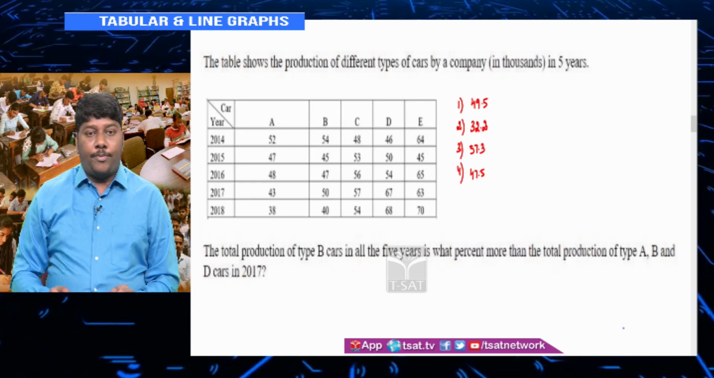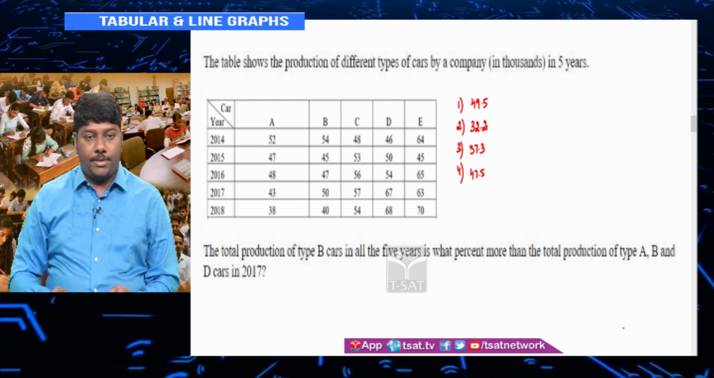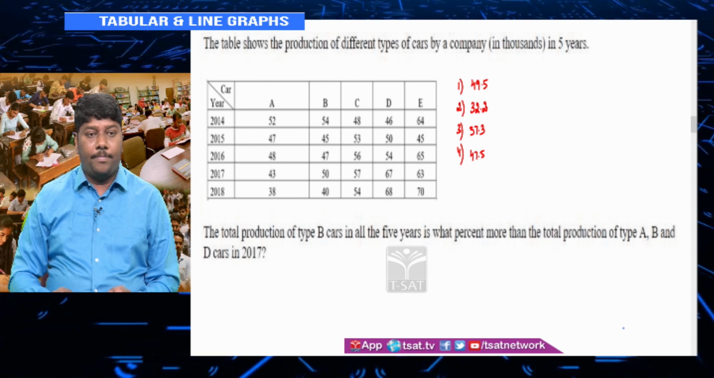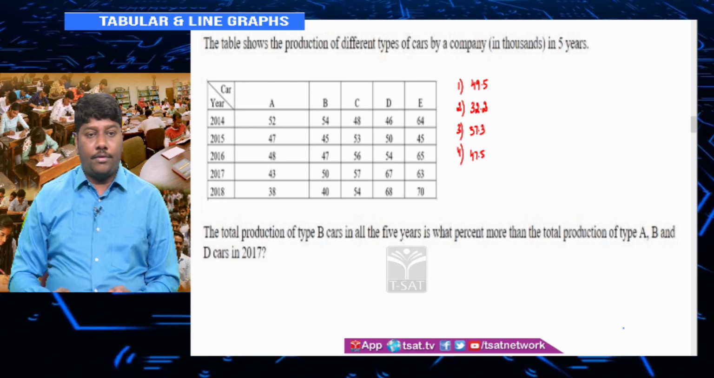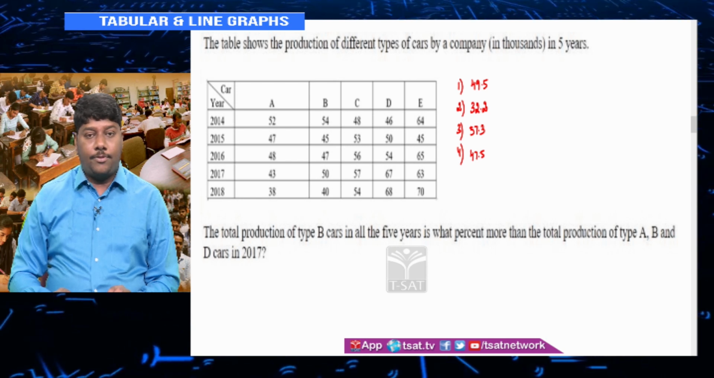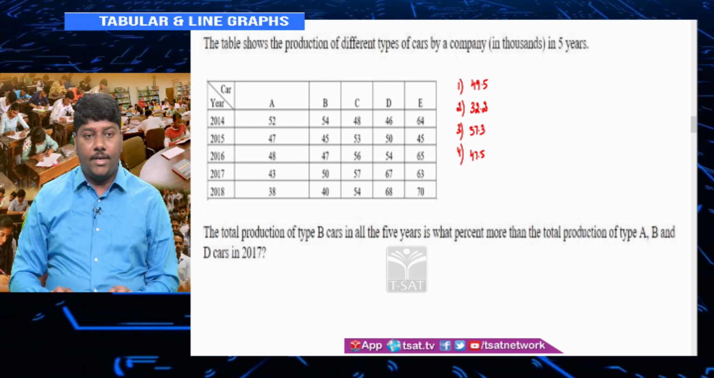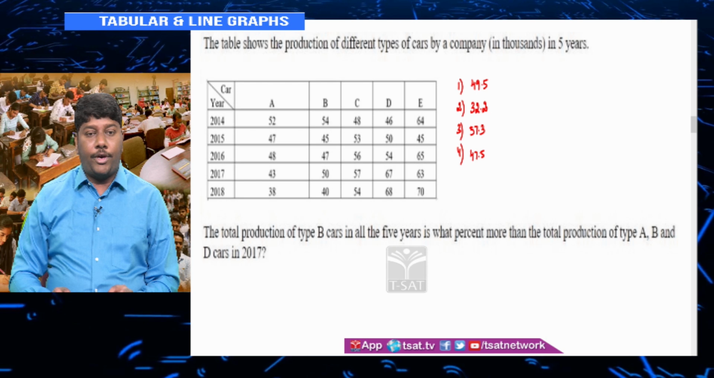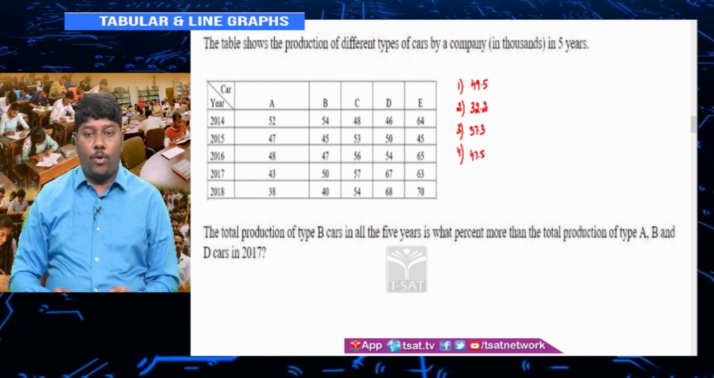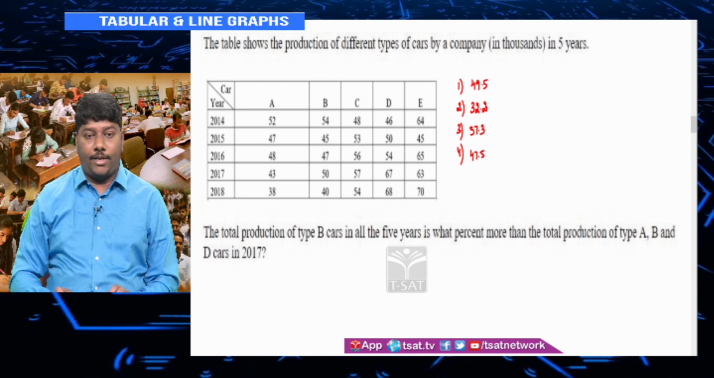The table shows the production of different types of cards by a company in thousands in 5 years. Again, it is another table. Now it shows for 5 years, same thing, but here in rows 2014, 2015, 2016, 2017, 2018, again cards by 5 companies A, B, C, D, E. So it is a typical tabular graph. The total production of type B cards in all 5 years, what percent more than the total production of type A, B and D in 2017?